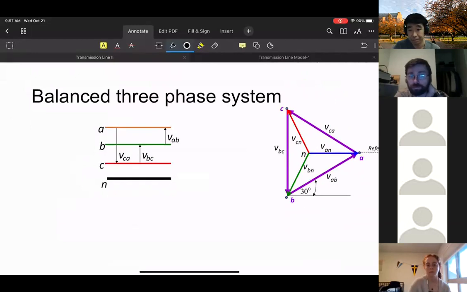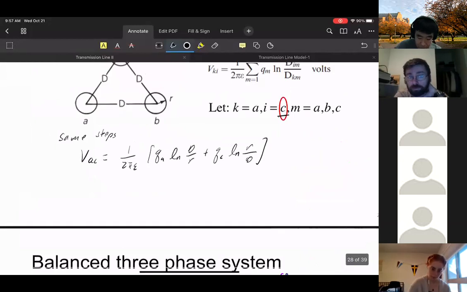So let's look at the voltage. The VAB voltage, remember, look at those two equations. We have VAC. And VAB, just for completeness, let's write it here.